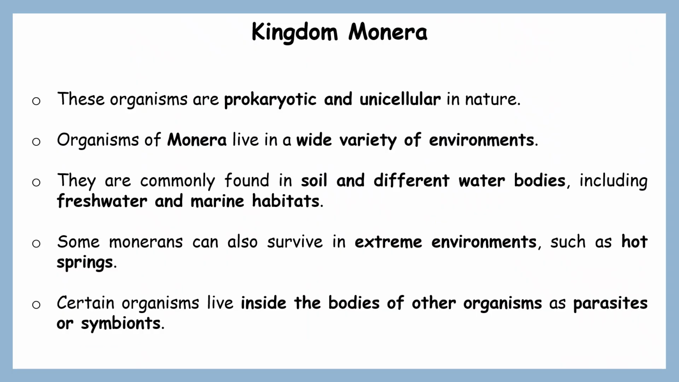Starting with kingdom Monera, these organisms are prokaryotic and unicellular in nature. Organisms of Monera live in a wide variety of environments. They are commonly found in soil and different water bodies, including fresh water and marine habitats. Some monerans can also survive in extreme environments such as hot springs. Certain organisms live inside the body of other organisms as parasites or symbionts.